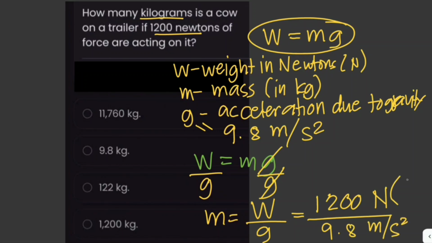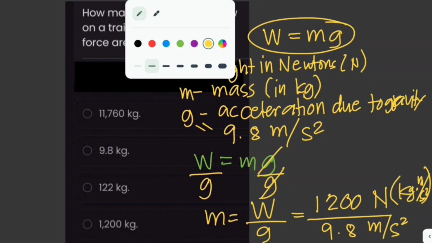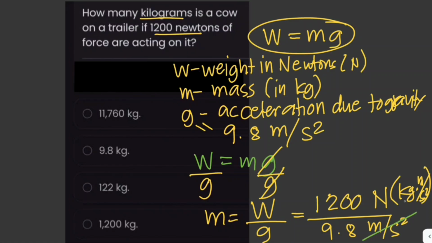Actually, a newton is just equivalent to kilograms times meters per second squared, and then the meters per second squared cancels out. Then we are left with kilograms as our unit for the mass. Then 1,200 divided by 9.8 is equivalent to 122 kilograms. So this is our answer here.